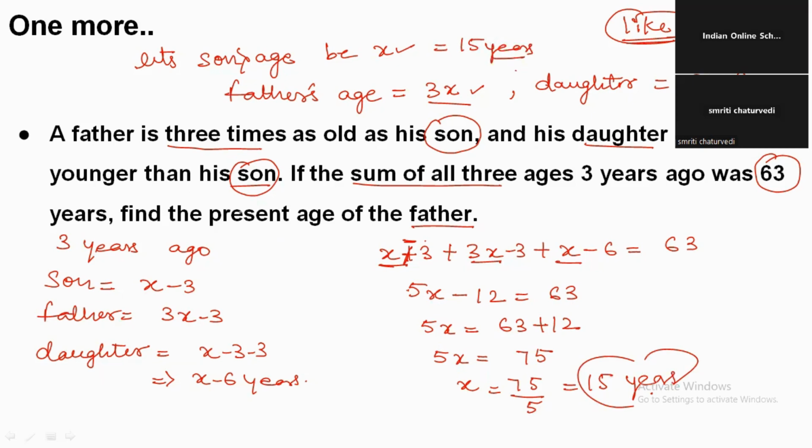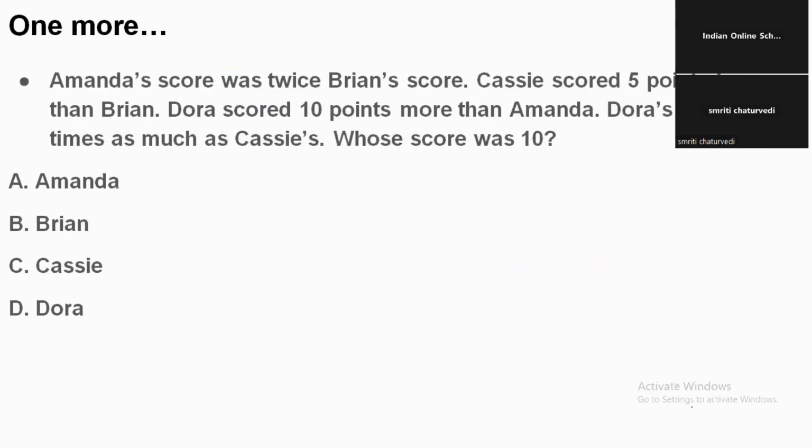But the question is asking about the present age of the father. So father is what? Father is 3x. If the age of the son is 15 years, so the age of the father will be what? Age of father will be 3 times 15, which is 45 years. Got it? Okay.